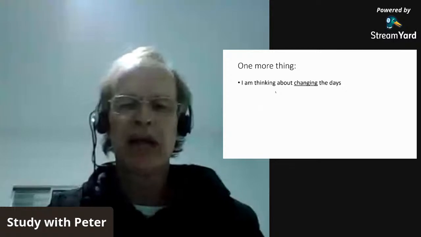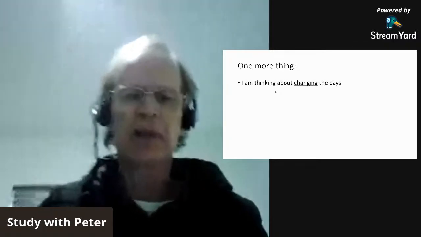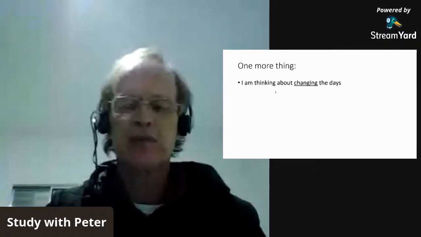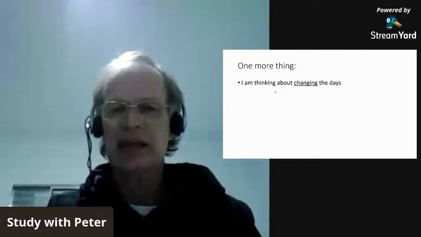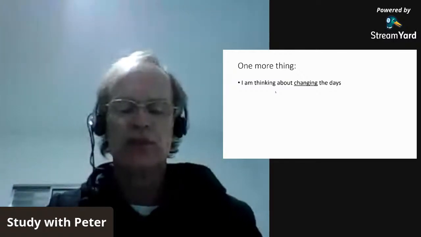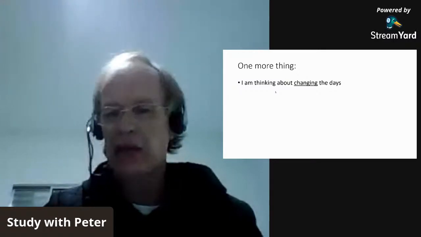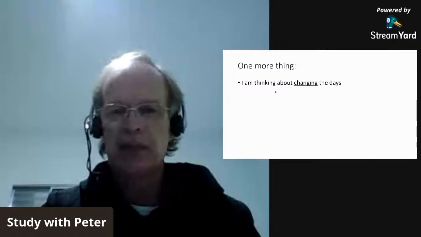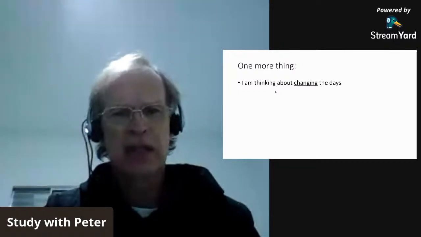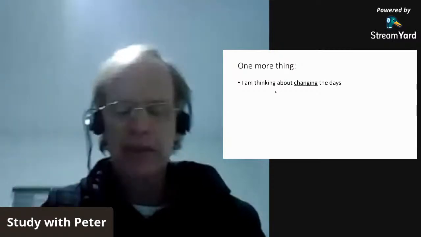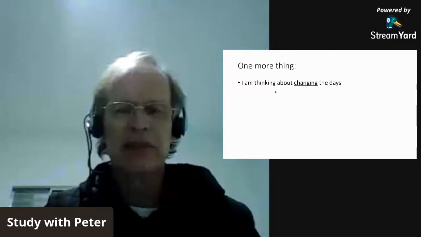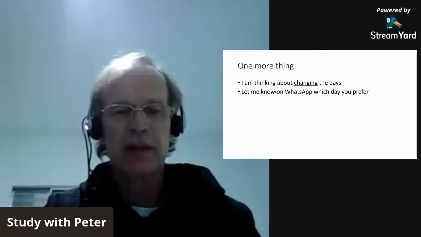And one more thing tonight, that will end our quiz for tonight, but I have one more question. I'm thinking about changing. There's the preposition about. I forgot to put that in italics. Changing the days and moving from Sunday to Tuesday or Thursday or Monday or Wednesday or Friday. Well, Monday is impossible. Tuesday and Thursday I have a small opportunity. Wednesday is difficult. And I'd like to do maybe on 2 days per week. So let me know on WhatsApp which day you prefer. And I will make a decision by next week.